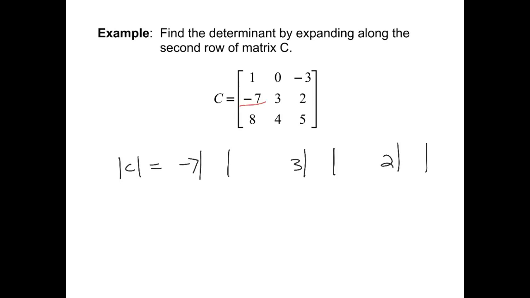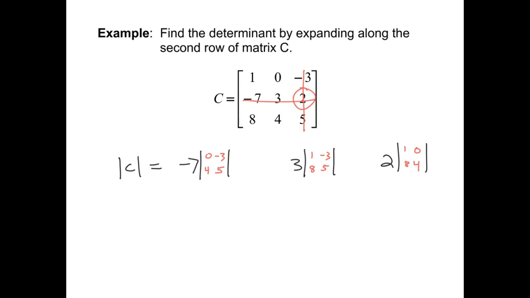So if I'm using this number, I cross out that row and column and I put in 0, negative 3, 4, 5. Then for the next one, since the entry is this 3, I'm going to cross out that row and column and write down the numbers that are left. I'm going to do it one more time. This time my number is 2, so I'm going to cross out that row and column and write the numbers that are left.